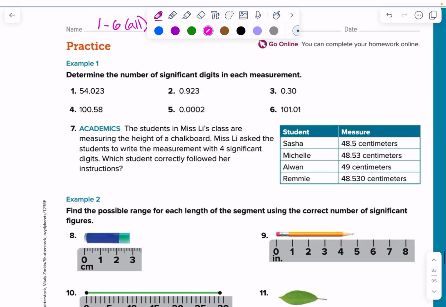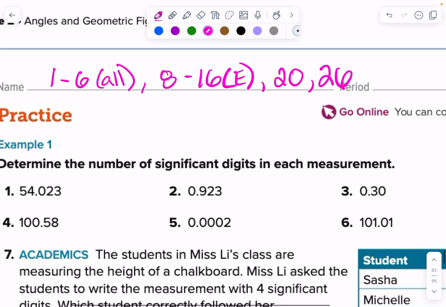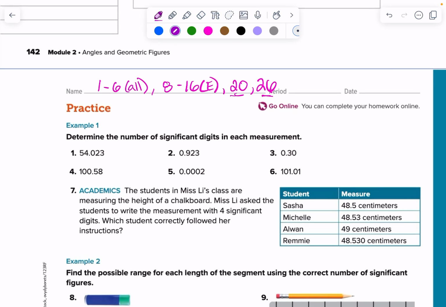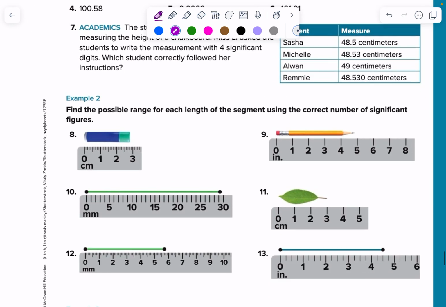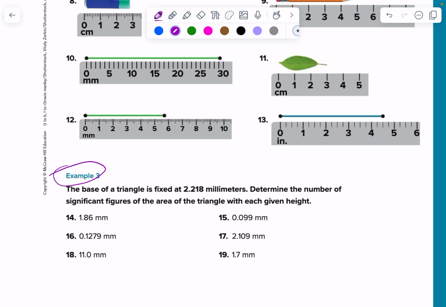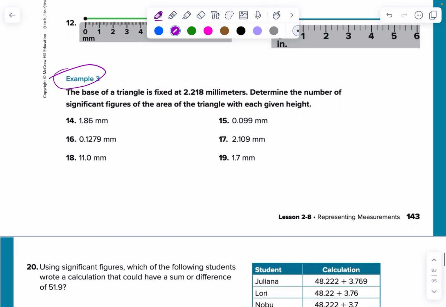And that is it. Okay, so here's the homework assignment. I think 20 and 26 maybe are going to be those harder problems that you have, and try to do those. I don't know if you guys go off of this, but if I ever get stuck looking at a problem, I know that 1 through 6 goes back to example 1, so I'm going to look at example 1. I know that 8 through 16 evens, 8 through 12 goes back to example 2, and 14 and 16 go back to example 3. So that type of stuff.